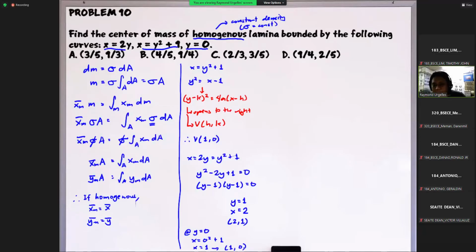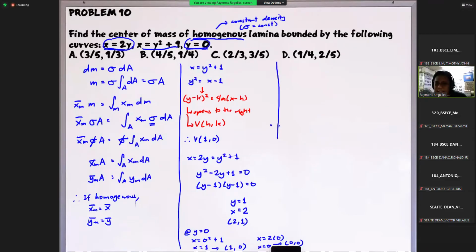Okay? Nakuha ba? So tapos, pangatlong concern natin is yung intersection ng line natin sa line na y is equal to 0. Diba? So then substituting y is equal to 0 dun sa line, we have x is equal to 2 times 0. So we have x is equal to 0. So this corresponds to the point 0, 0 or the origin. Okay? Nakuha ba? So yun yung mga tatlong points na kailangan natin.